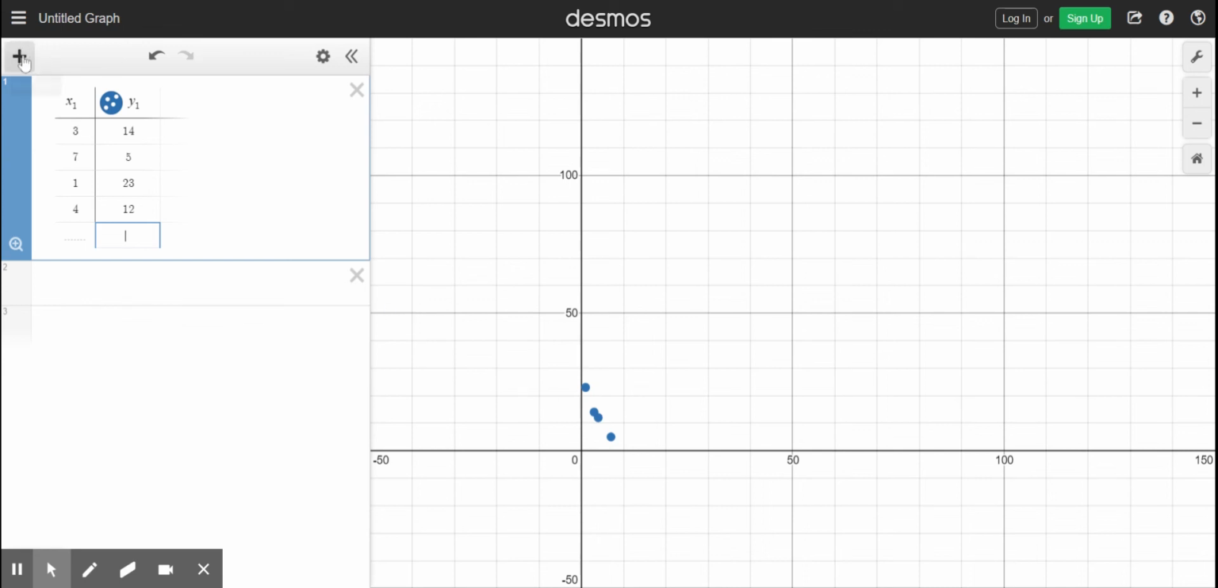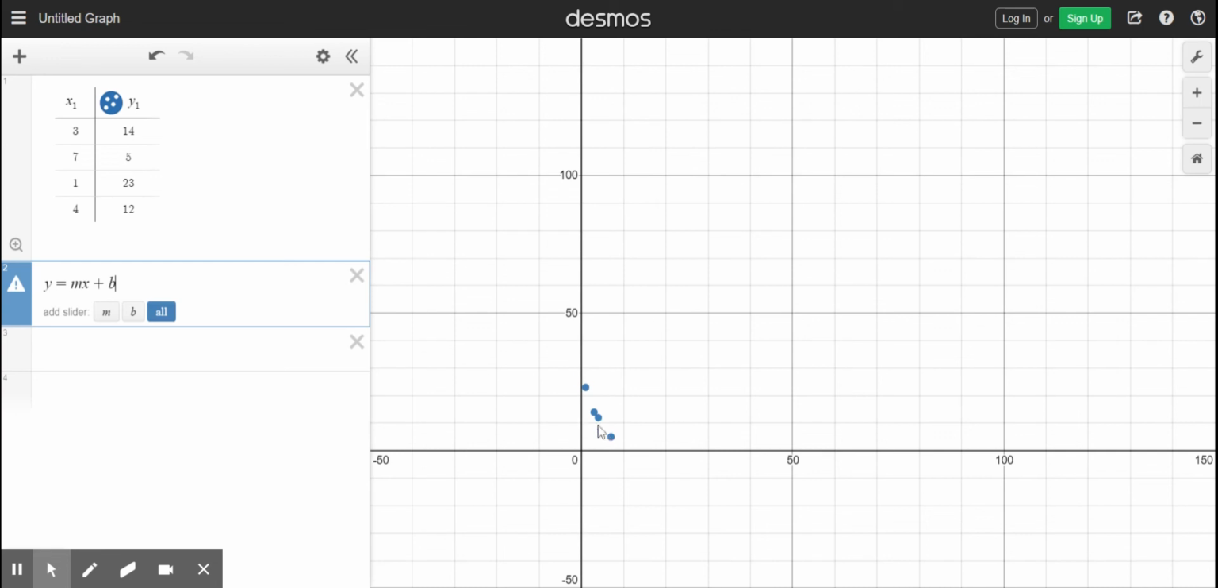So we're going to go back to add an item. We're going to go to expression. And you don't always have to do it like this. I'm just doing it like this for teaching purposes. So this would be the equation for a linear function, right? Or any linear line, okay? But that's not what we have here.